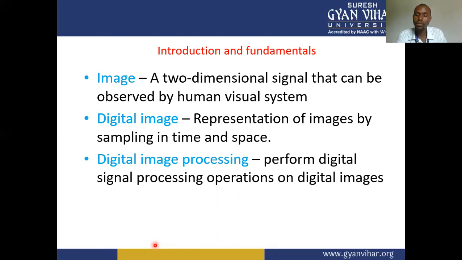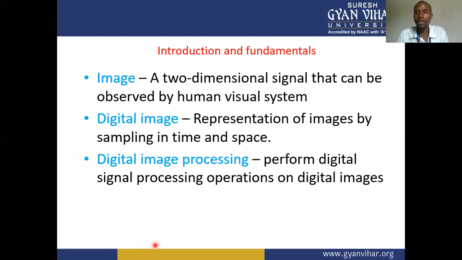This lens will be able to capture the object outside, and then this object will be converted into a signal, and that signal will now be processed by the internal components of the camera, and then we'll be able to get our output as the captured image. So the image is a two-dimensional signal that can be observed by a human visual. This one can also work with a machine visual system or also a human visual system.